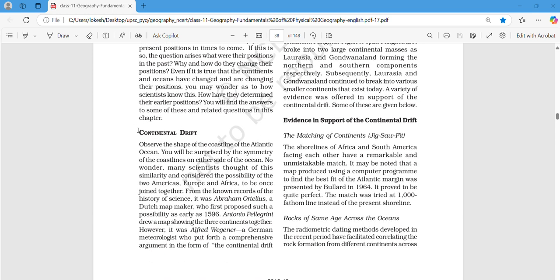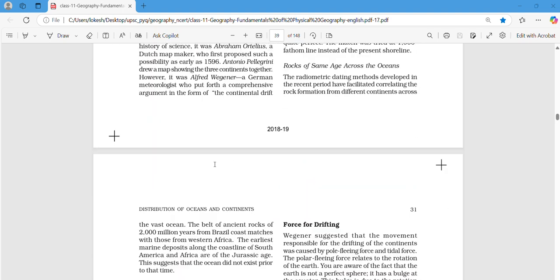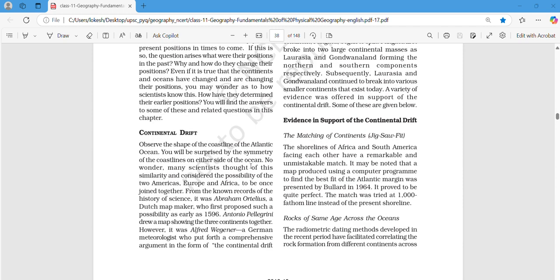I like the name, continental drift. Observe the shape of the coastline of the Atlantic Ocean. You will be surprised by the symmetry of the coastlines on either side of the ocean. No wonder many scientists considered it possible for the two Americas, Europe and Africa to have once been together. From the known records of the history of science, it was Abraham Ortelius, a Dutch mapmaker, who first suggested this, as early as 1596. Then comes Antonio Pellegrini, who drew a map showing the three continents together.